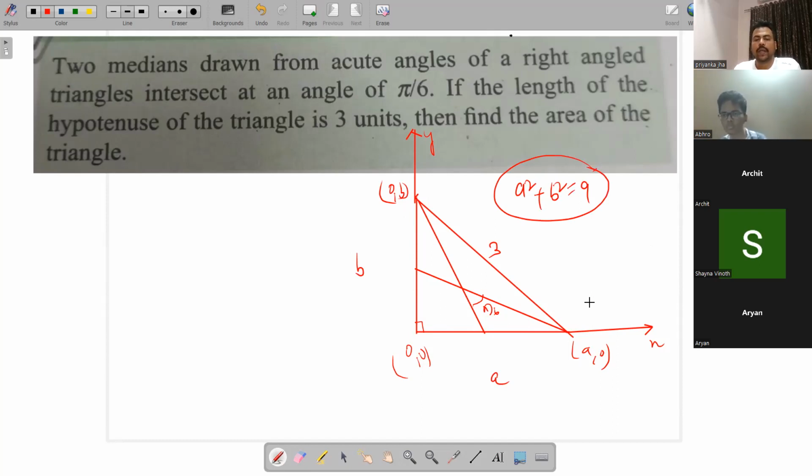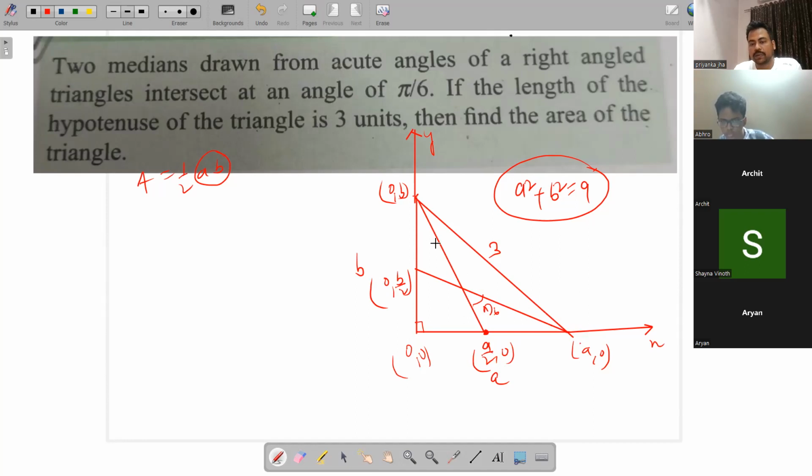Now, see, you have to find the area of the triangle. So what is the area? That is half into base into height. So you have to find the value of A into B. This is the median, so this is the midpoint of this side. So this should be A by 2 comma 0, and this should be 0 comma B by 2. Now you can see that this line is joining 0 comma B and this point, and this line is joining this point and this.